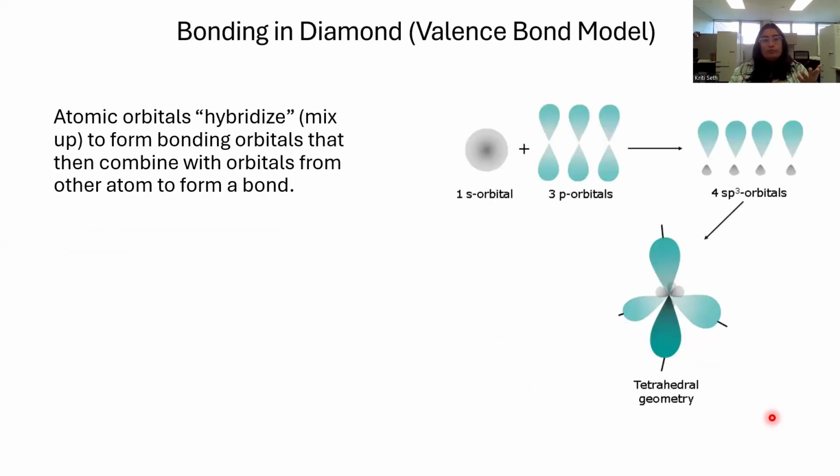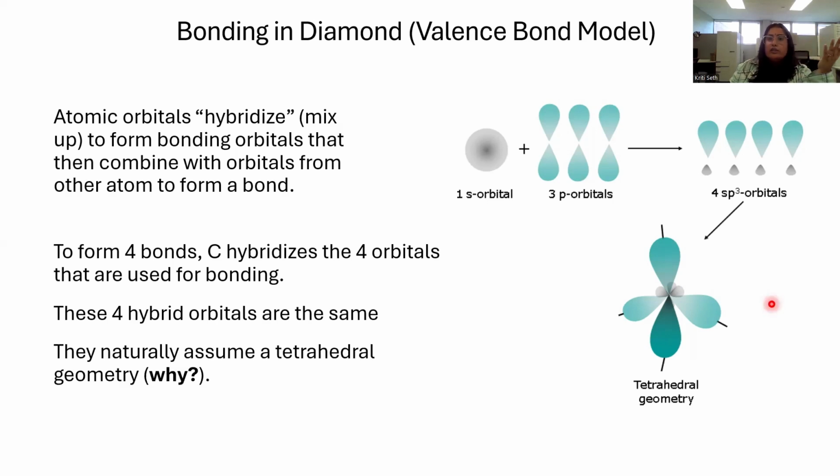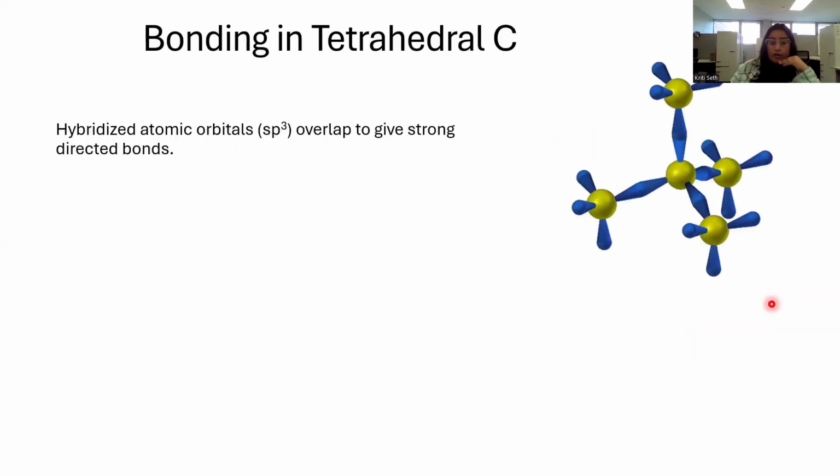Just to recap, the atomic orbitals in carbon in diamond hybridize to form bonding orbitals, right? And these sp3 orbitals are the ones that will form the bonds. Individually, they look like these, but when placed together, they are in tetrahedral geometry. And that is why you see the tetrahedral network of carbon, right? To form 4 bonds, carbon hybridizes the 4 orbitals, and they're all the same. They're all the same energy, and they naturally assume a tetrahedral geometry. We'll see in a bit why, but keep thinking about it.